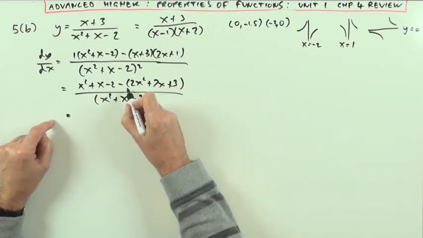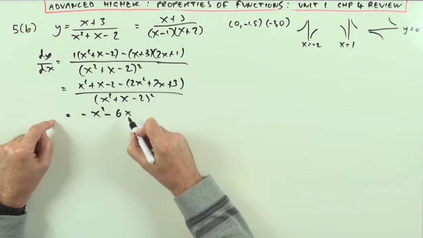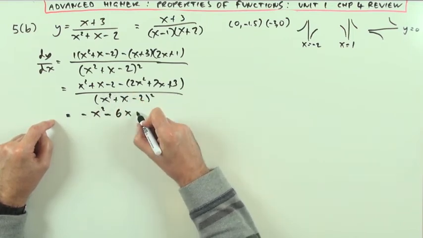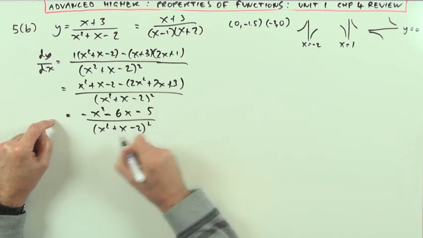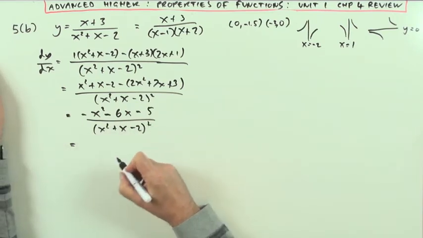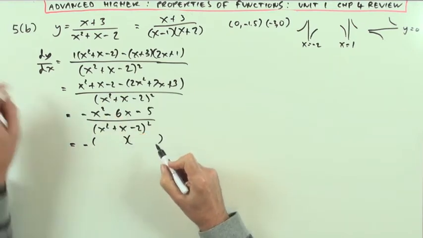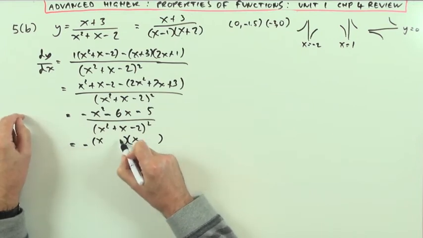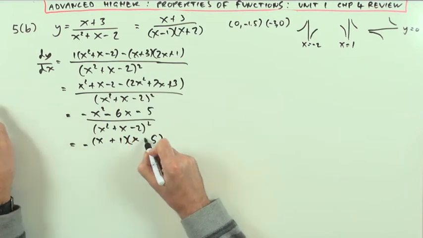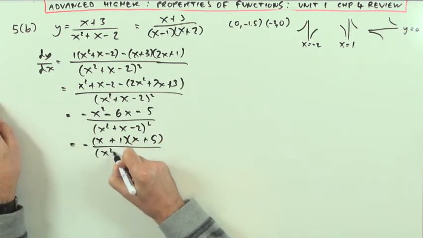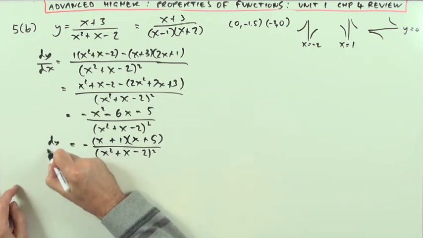Tidy that up. I'm going to have negative x squared minus 6x minus 5 over x squared plus x minus 2 squared. I think I might as well just factorise it while I'm at it. That's useful for various things. I'll take that negative out, and I'm left with x, 1, 5, because with the negative out, that'd be plus plus. So that would be the derivative, factorised, ready to go.